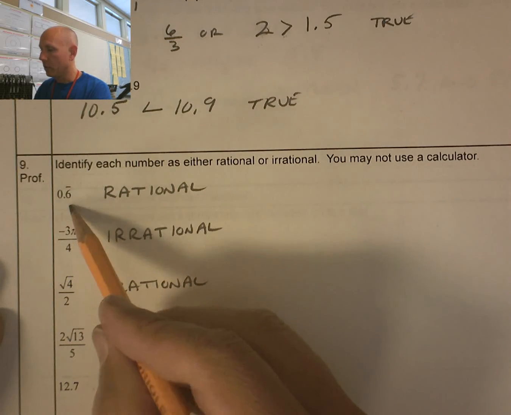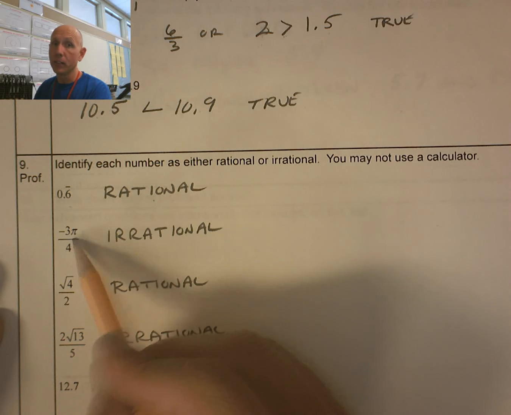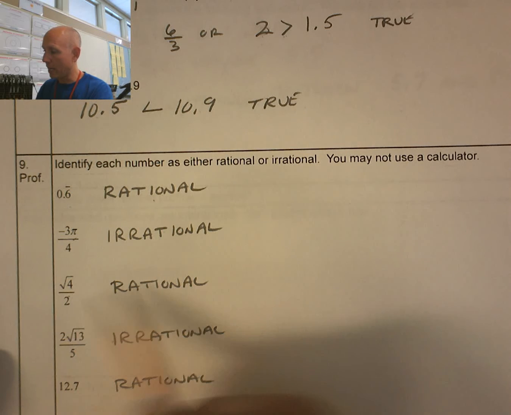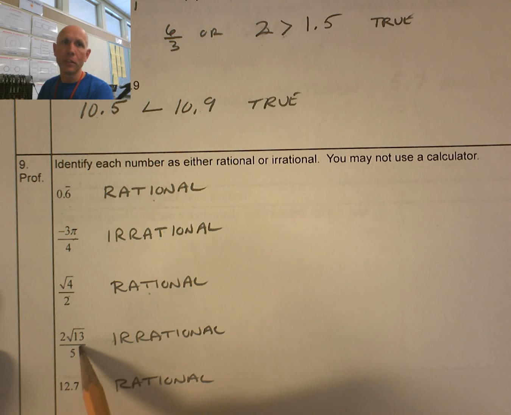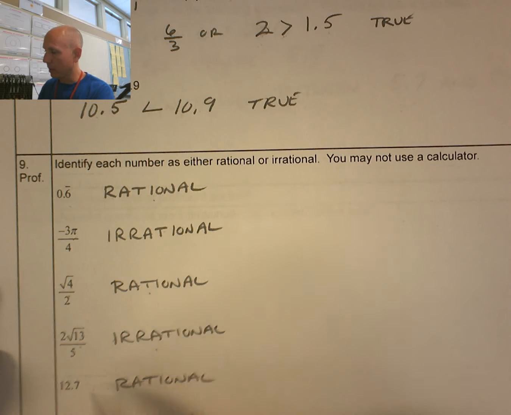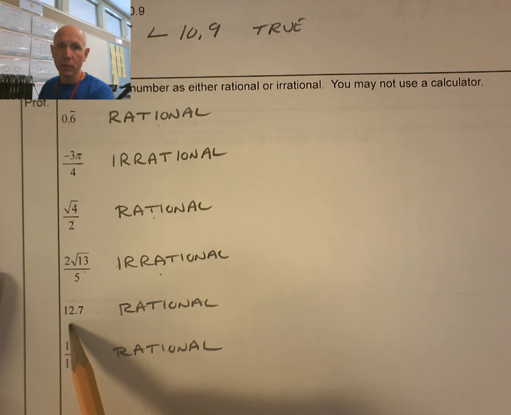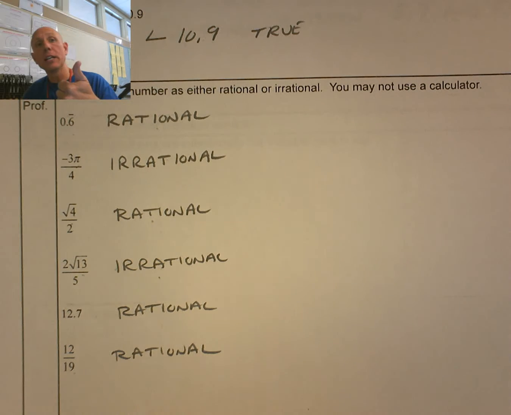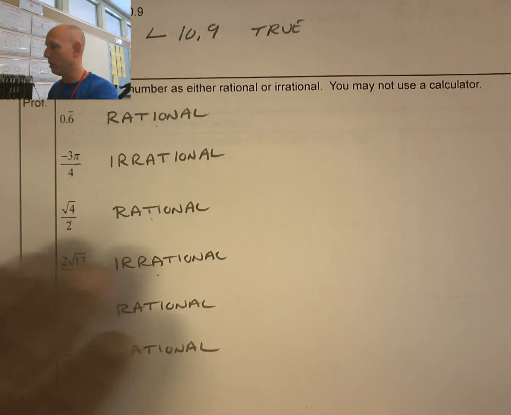This is a repeating decimal, so it's rational. This includes pi, so it's irrational. I know the square root of 4. Square root of 4 is 2. 2 divided by 2 is 1. That's rational. The square root of 13 I don't know. That's irrational. This is a terminating decimal, so it's rational. And this is a fraction, so it's rational. Square roots that I don't know and pi, that's what I'm looking for when I look for irrational numbers.